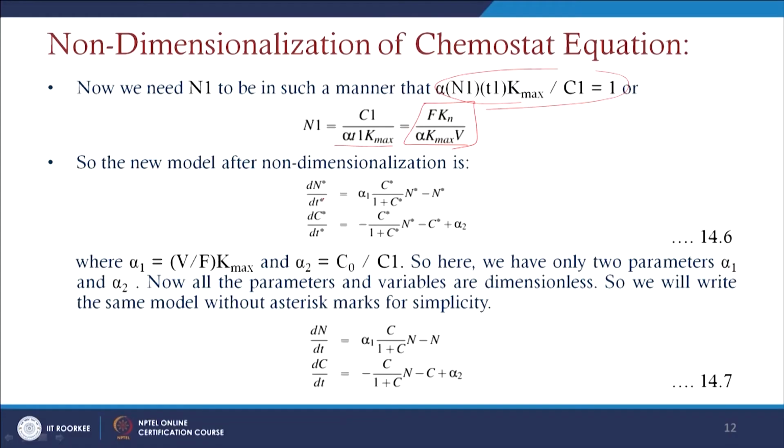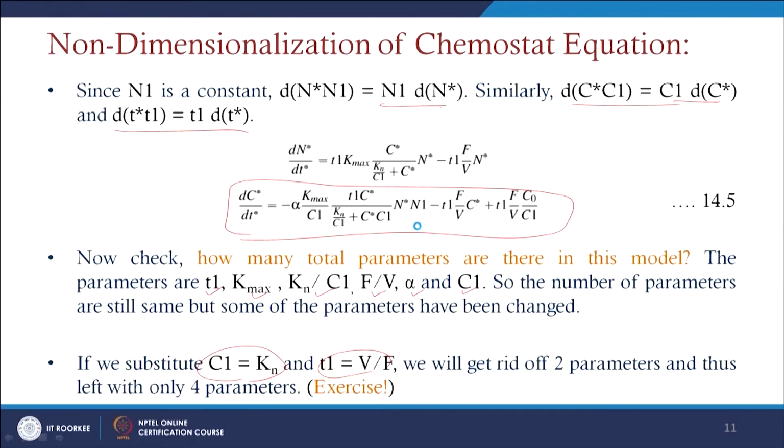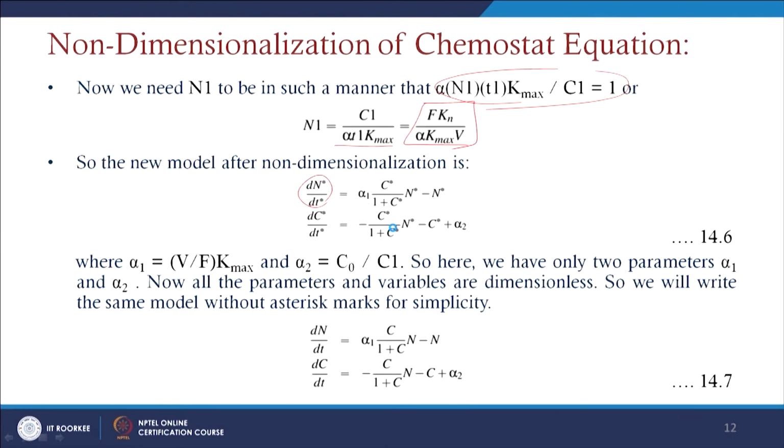So, after this non-dimensionalization, the new model will be reduced to the form dn star by dt star equals alpha 1 C star by 1 plus C star. If you see the previous model, we are just replacing all these variables in terms of alpha n1 T1 K max by C1, which equals 1 there. So, that is why this will be reduced to this form: dn star by dt star equals alpha 1 C star by 1 plus C star n star minus n star, and dc star by dt star can be written as minus alpha C star by 1 plus C star into n star minus C star plus alpha 2, where alpha 1 can be written as V by F K max and alpha 2 can be written as C0 by C1.